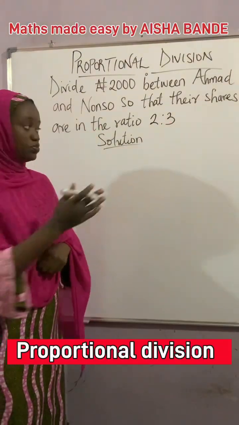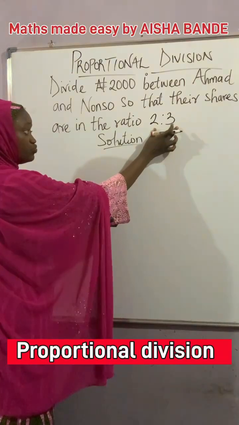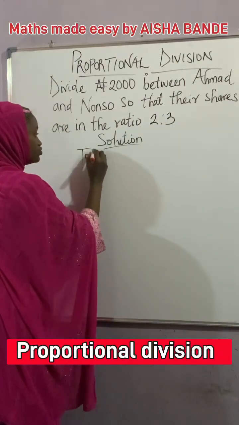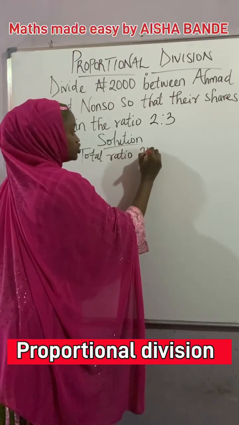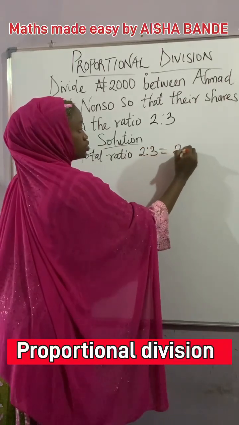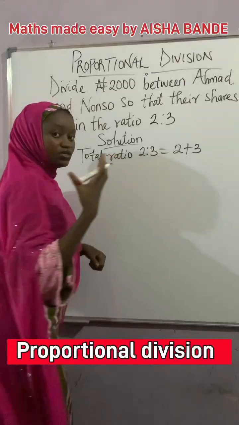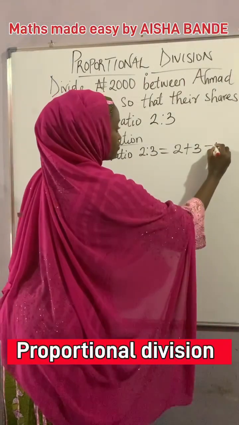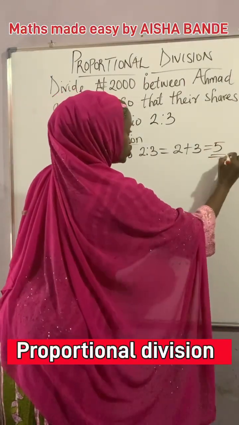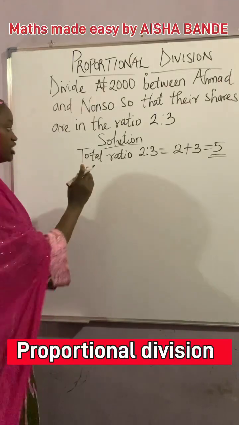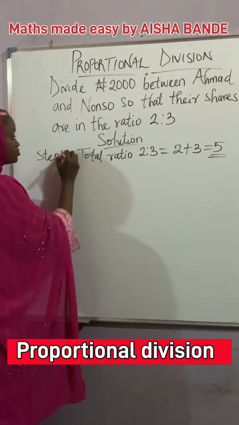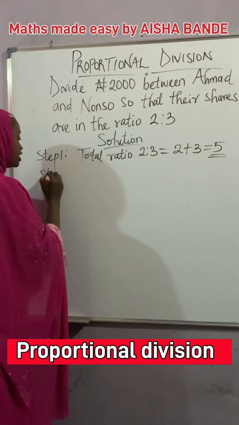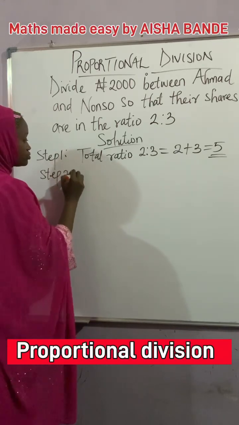So the first step is to add up the total ratio we have here. So let's get our total ratio. The total ratio, which is 2:3, will be equal to 2 plus 3, and 2 plus 3 gives us 5. So the total ratio is 5. This is the first step. So we call this step 1. Let's move on to the next step, which is step 2.